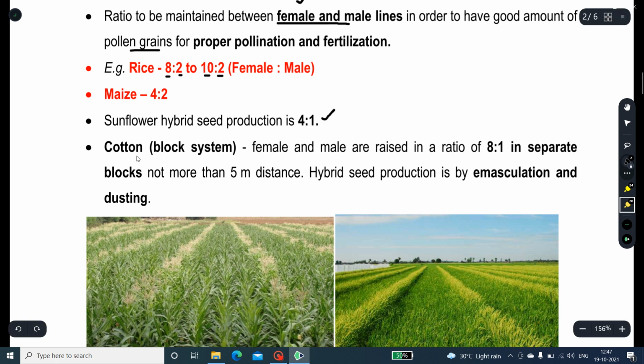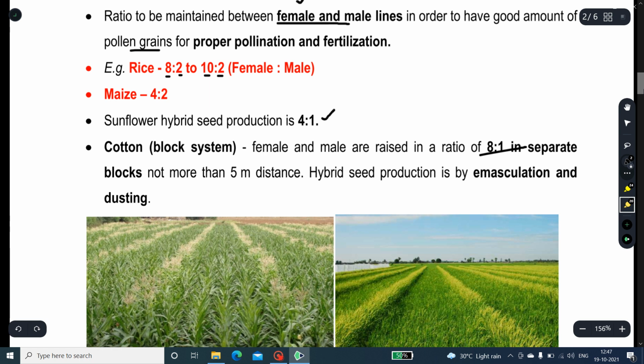And in case of cotton, a special system called block system is followed. Here the female and male are raised in the ratio of 8:1 in separate blocks, but not more than 5-meter distance between these two blocks. This will aid in easy identification of male plants and aids in pollen collection, since hybrid seed production is by emasculation and dusting. We are going to see what is emasculation, what is dusting, and at what stage it should be done in hybrid seed production of cotton.